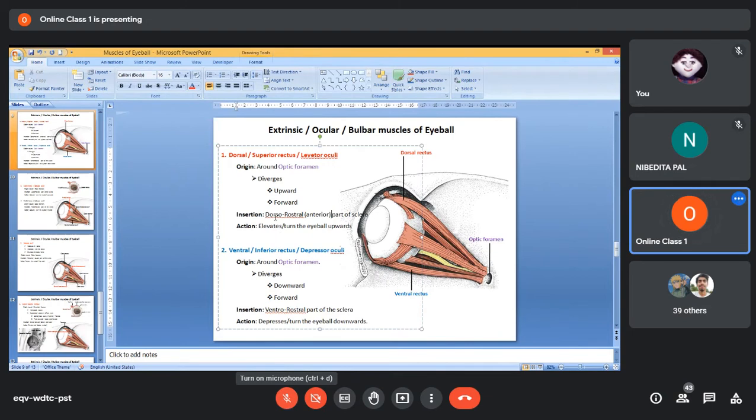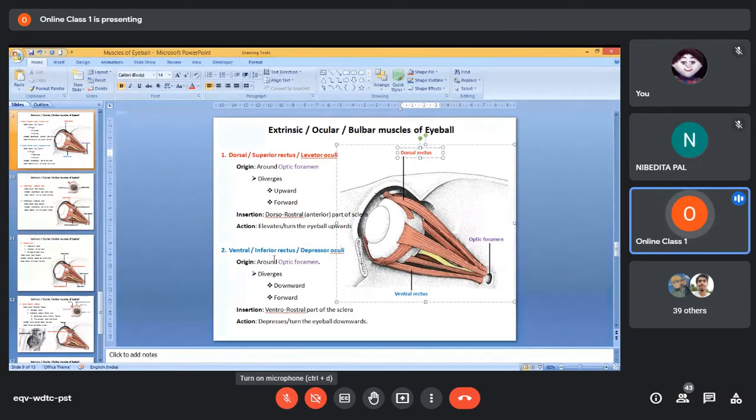And what is the action? As I have told you, it elevates or turns the eyeball upwards. See, this is the fixed point, and this is the movable point. If this muscle contracts, what will happen? The eyeball will just turn upward, isn't it? So it turns the eyeball upward, or elevates the eyeball. So that is regarding the dorsal rectus.